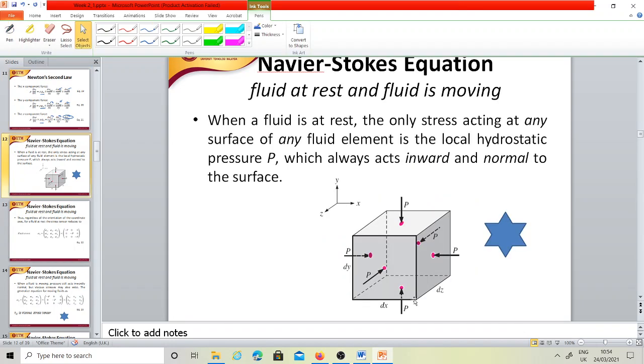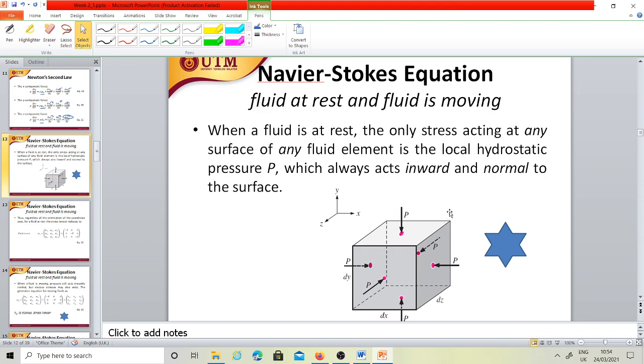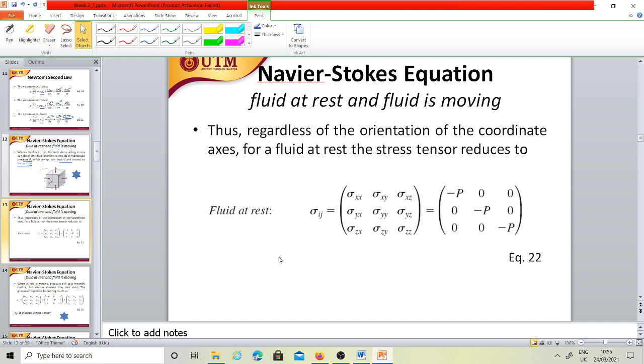So now we move a little bit forward. So we just consider the concept of fluid is at rest or fluid is moving. When the fluid is at rest, okay, the only stress acting at any surface of any fluid is the local hydrostatic pressure, which always acts inward and normal to the surface. When the fluid is at rest, we only consider the normal component, okay. We don't have any shear at that time because the fluid is not moving, the fluid velocity is 0. So in this case you can see all are actually the same, p. So it means that we don't need to consider the orientation at that time.